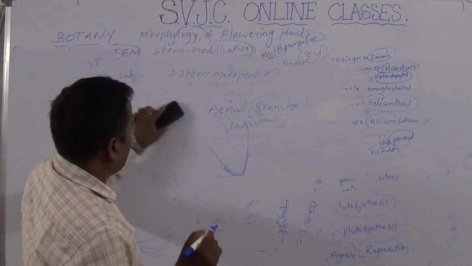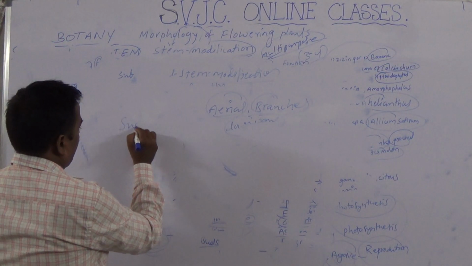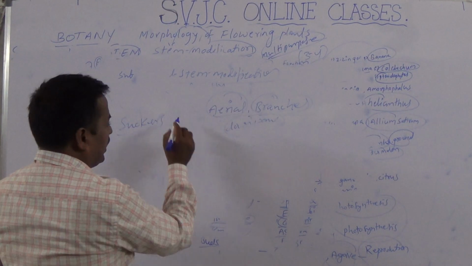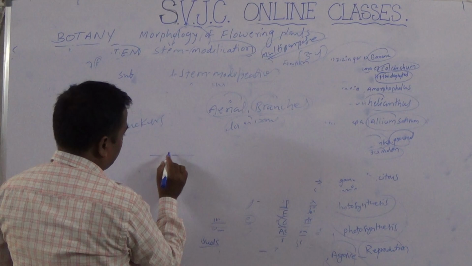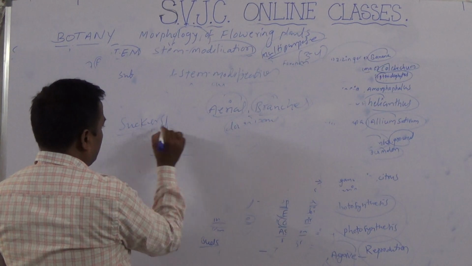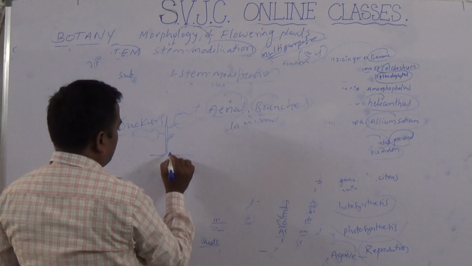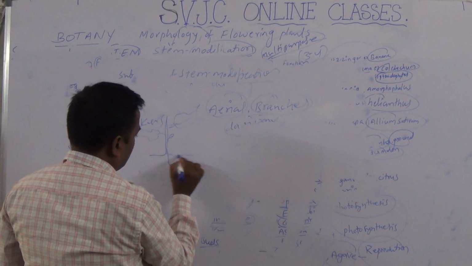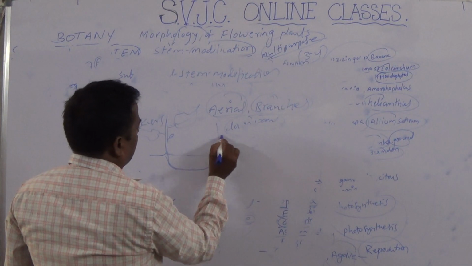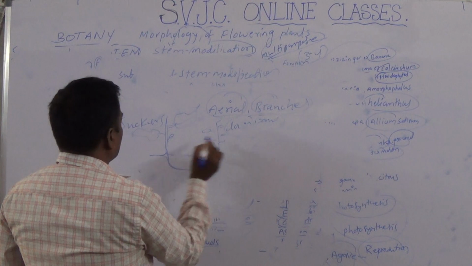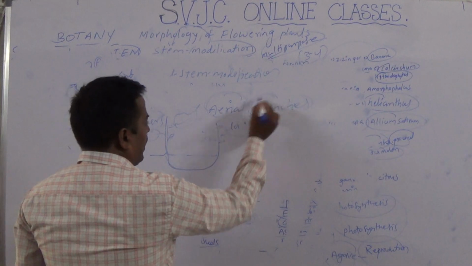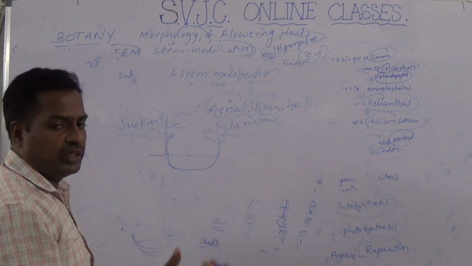What is a sucker? A sucker is an underground branch. Suckers are underground branches. The first one, the stolon, is an aerial branch, but a sucker is an underground branch. For example, chrysanthemum. In chrysanthemum, the underground branch grows upward to become a new plant.